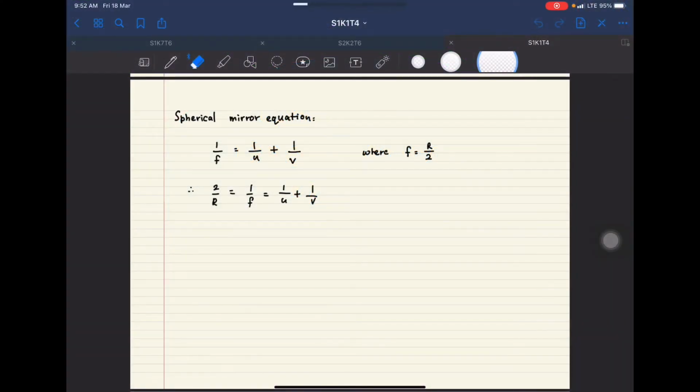Yeah, hi everyone. So in this video I will discuss calculation. Yesterday we learned how to draw the ray diagram. So now we focus on calculation.